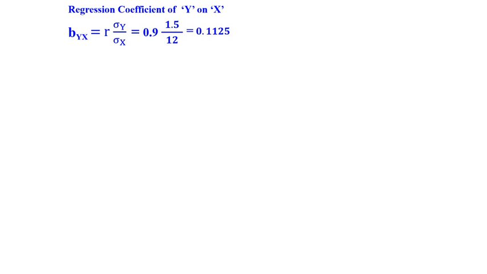0.1125 is byx. Similarly, find out the regression coefficient of x on y. bxy is given as r into standard deviation of x divided by standard deviation of y. Observe here one thing you can remember. If it is bxy, standard deviation of x will be in the numerator and standard deviation of y will be in the denominator. If it is byx, standard deviation of y will be in the numerator and standard deviation of x will be in the denominator.